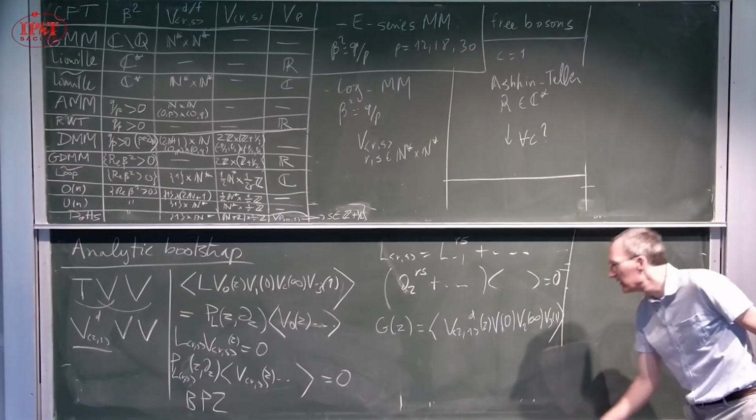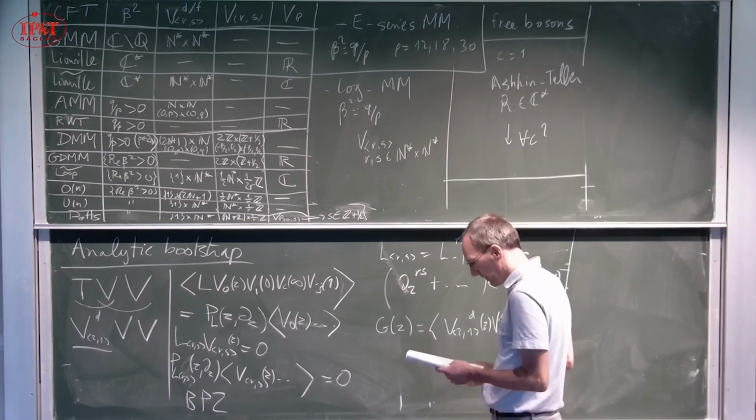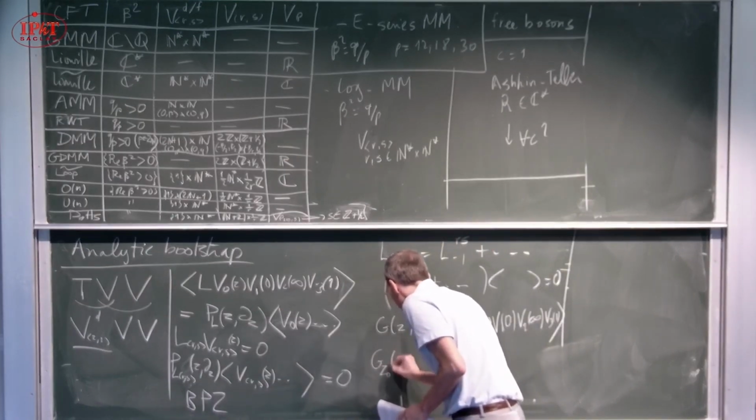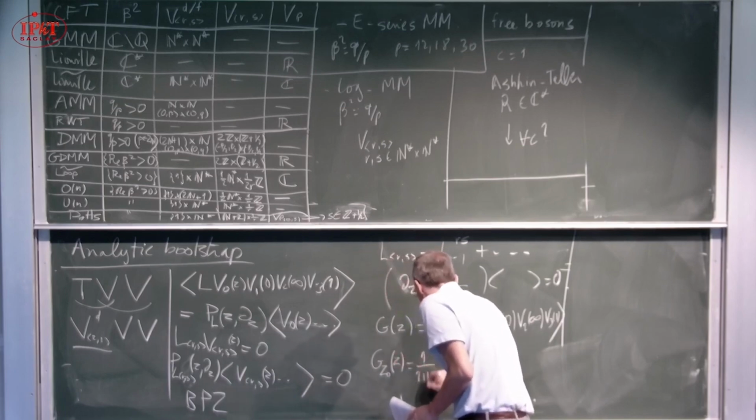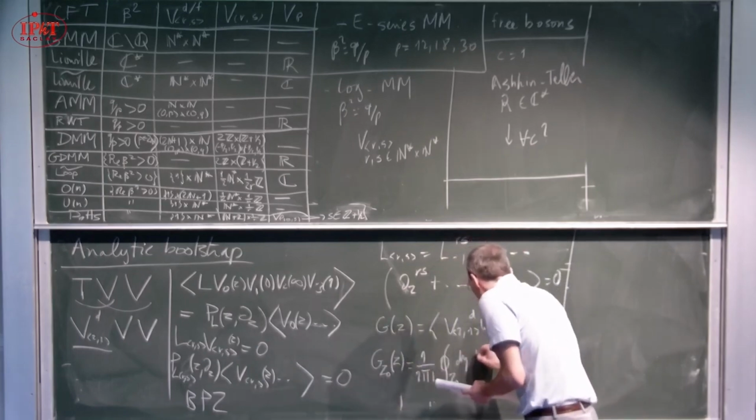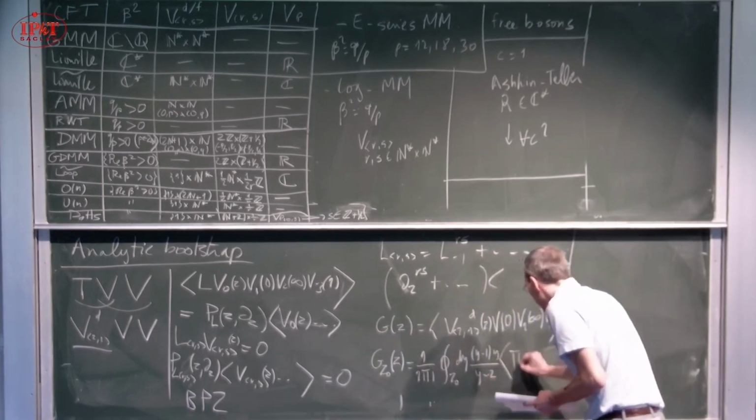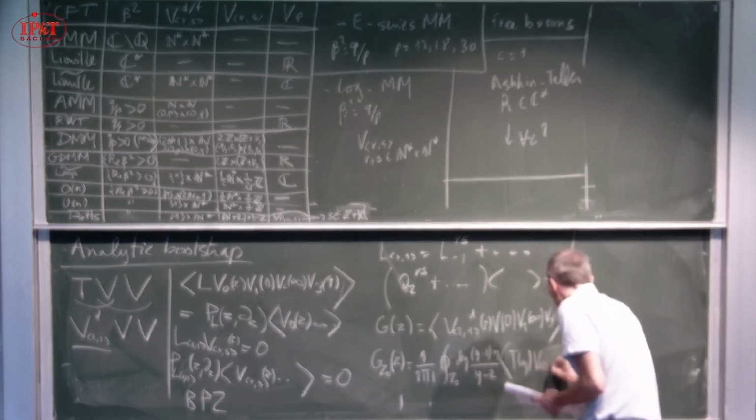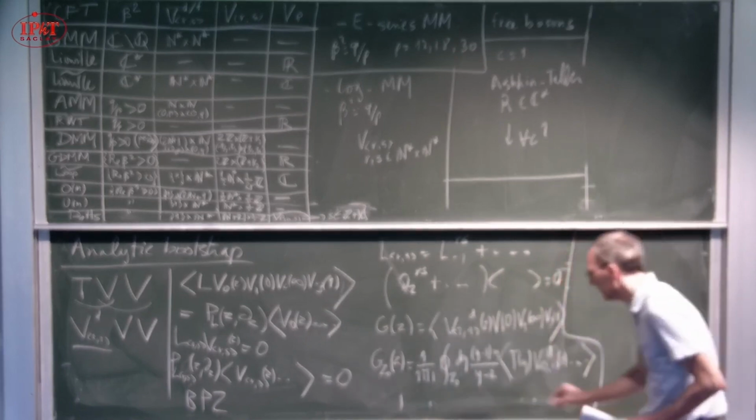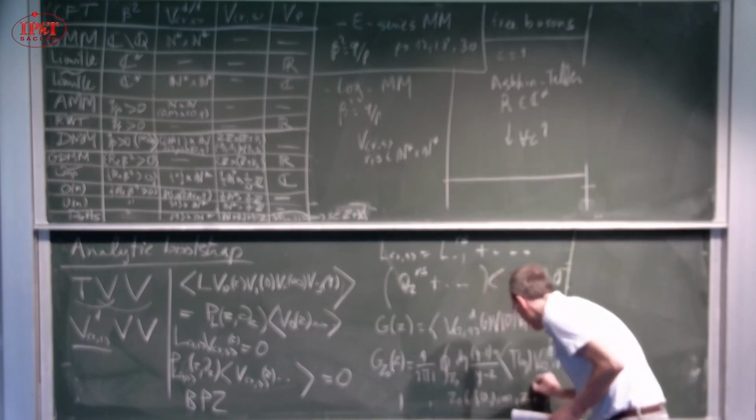So how do we do that? Well, we insert the energy momentum tensor. So let's consider the following object. G_Z0 of Z equals 1 over 2 pi i, an integral around Z0, dy, y minus 1, y over y minus z, and then T of y, V21 of z, etc. And Z0 here is just 0, 1, infinity, or z itself.